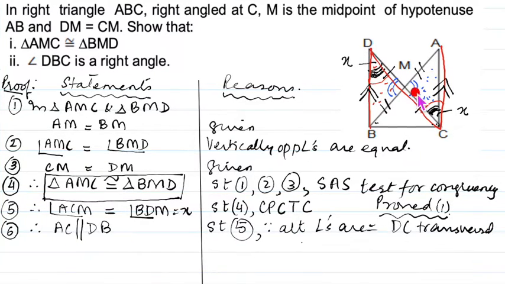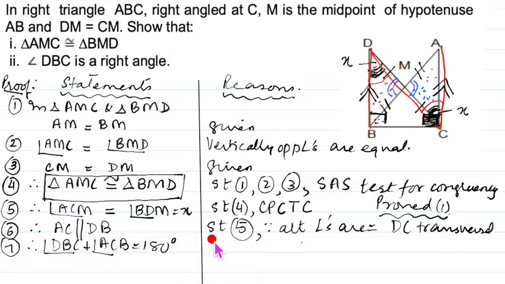Statement number 6, now if AC and DB are parallel to each other, we are told that this angle over here is 90 degrees. So this one and this one, these two angles are going to be co-interior angles and they are going to be supplementary. So we will say statement number 7, therefore angle DBC plus angle ACB is equal to 180 degrees, and this is because co-interior angles are supplementary.